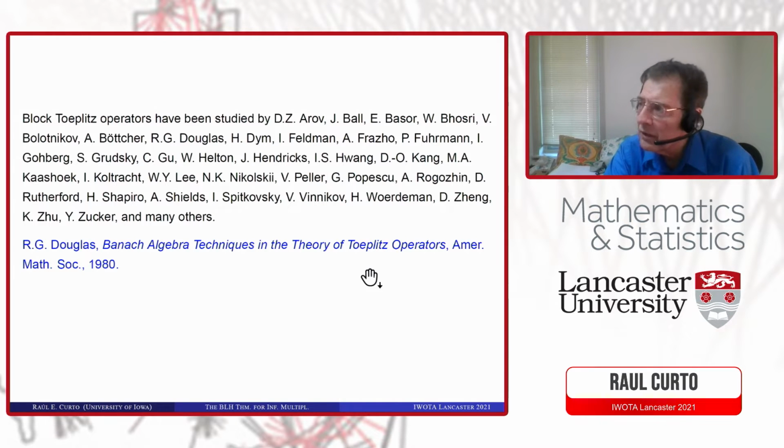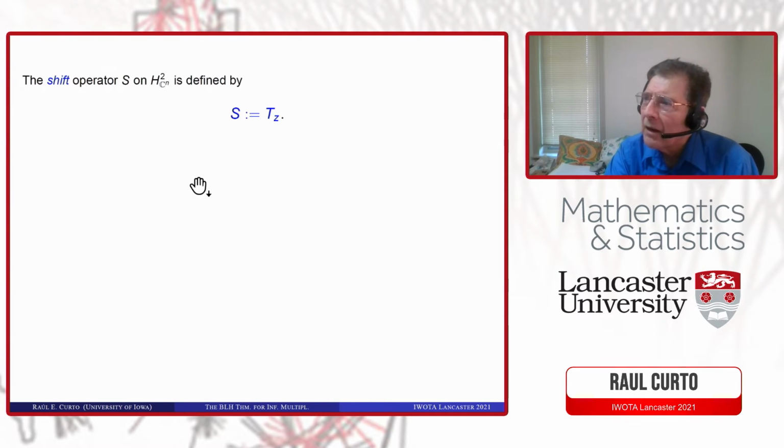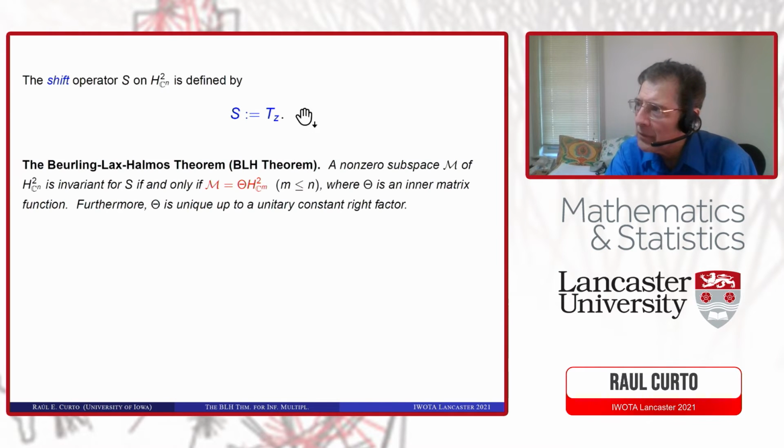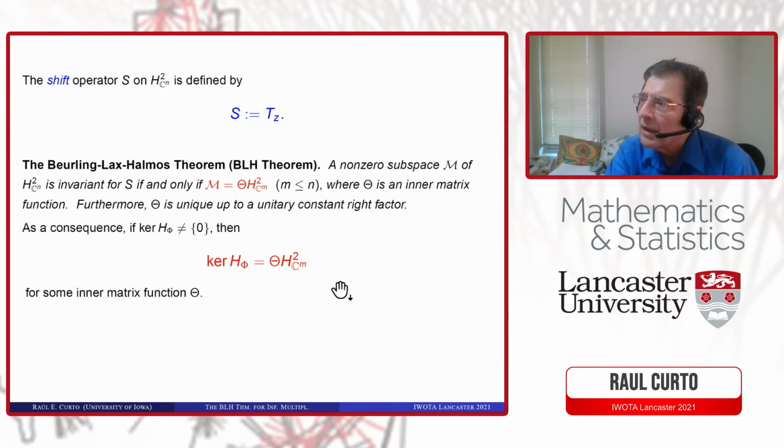And of course, when you go into the infinite multiplicity case, which is what we're starting today, the situation is sometimes highly non-trivial. The shift operator on H2 of C^n, so we're still in the matrix case, is given like this. Sometimes people write an identity of size n down here just to emphasize that we are working with operator valued symbols. And we have a Beurling-Lax-Halmos theorem there, okay? And it says what it's supposed to say, that every invariant subspace is of the form Θ H2 of C^n, where Θ is now inner in the sense that we described before, Θ*Θ equals the identity. And as a consequence, if the kernel is non-zero, it's going to have to be of the form Θ H2 of C^n, right?